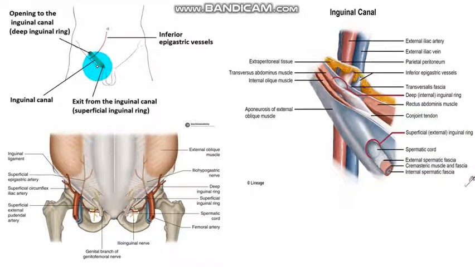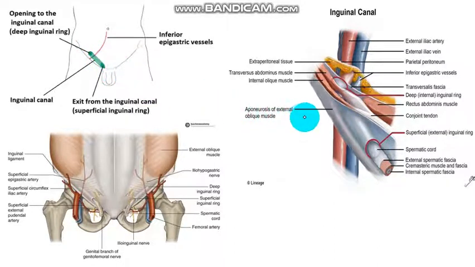So it allows the passage of structures from the abdominal cavity to the reproductive part, which are the spermatic cord in males, and the round ligament in females. It is 2 in number in our body, and it is located antero-inferiorly and medially in the lower anterior abdominal wall.